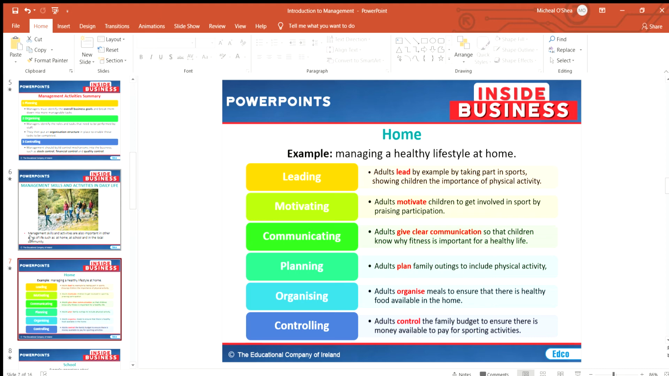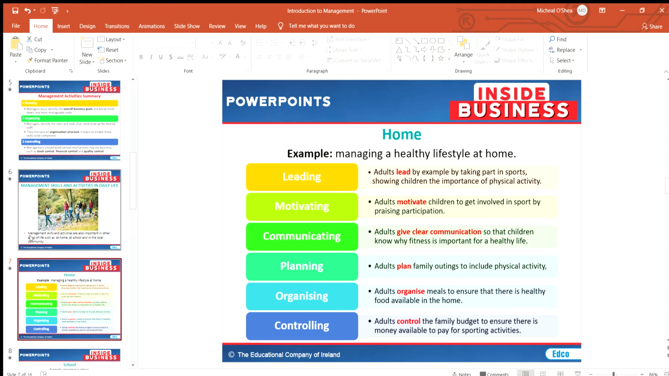Let's go with the 3 skills first: leading, motivating, and communicating. If an adult at home is leading by example in terms of being physically active, they're motivating their kids to get involved. If you have kids and you want them involved in physical activity, you generally have to lead by example. You have to motivate the kids, show up to their games and talk to them about their sport, and communicate with them as to why exercising is important. That's just a general example of an adult at home trying to get their kids into exercising.